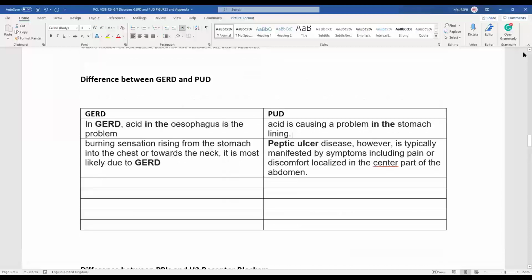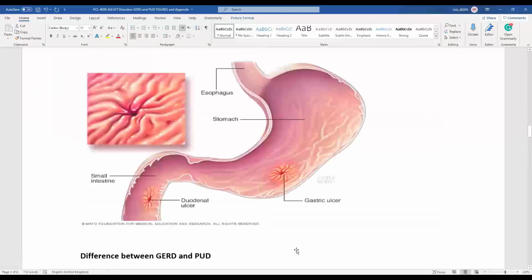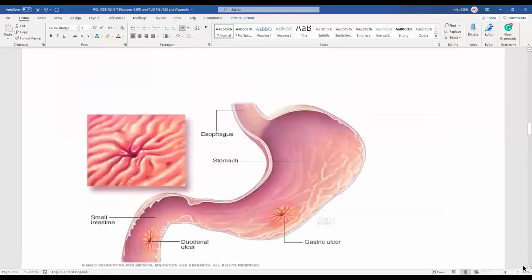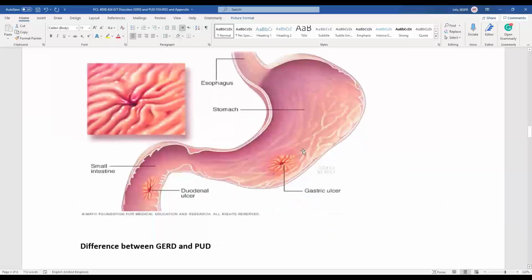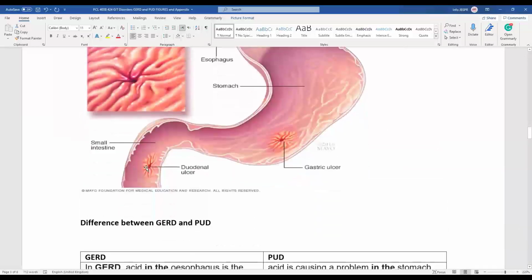Okay. I just want to show us that picture of gastric ulcer and duodenal ulcer, where it is actually located. This is the duodenum, small intestine, and this is the stomach.